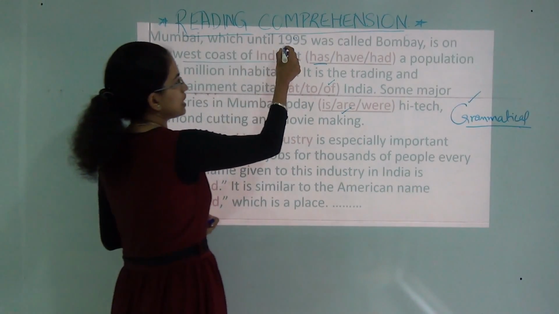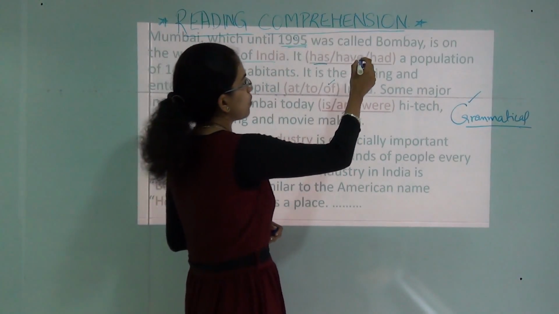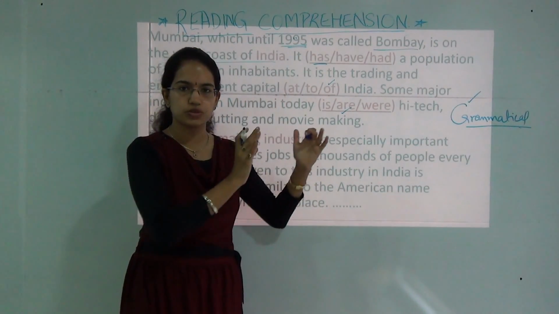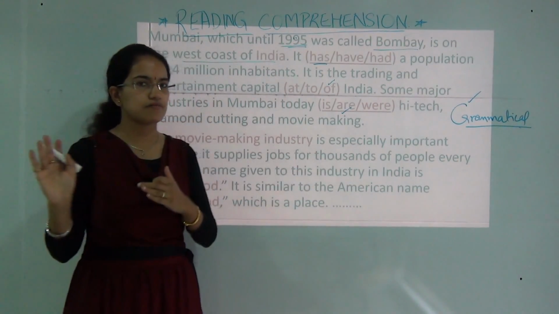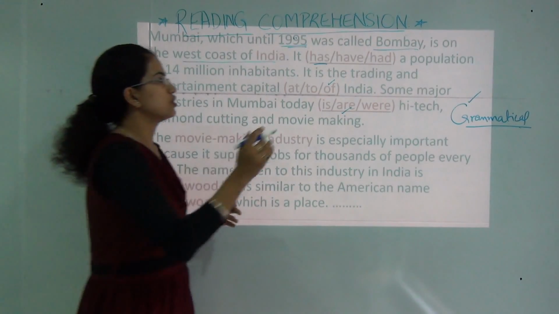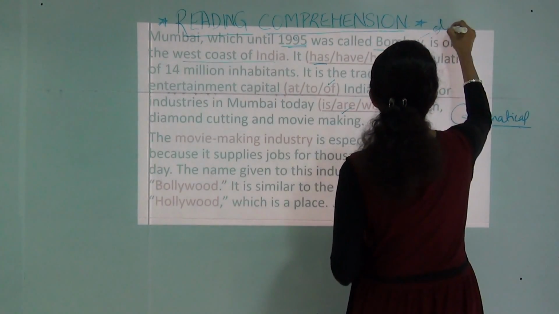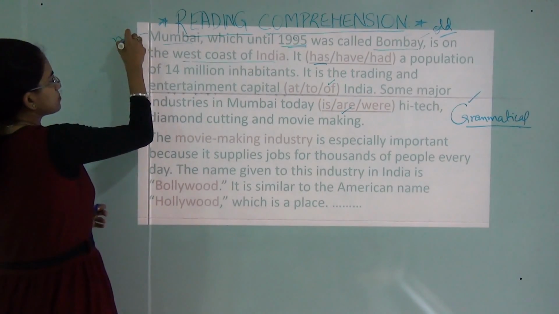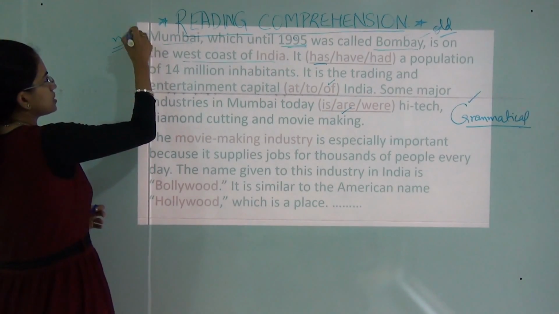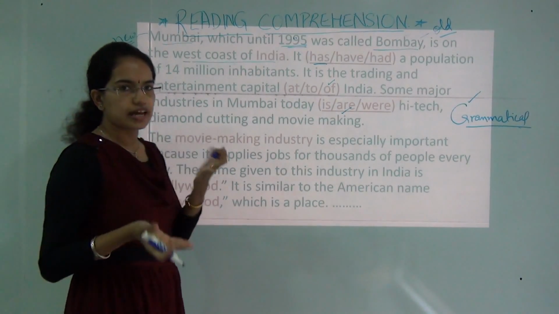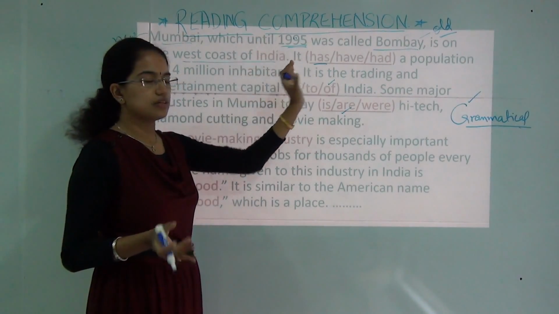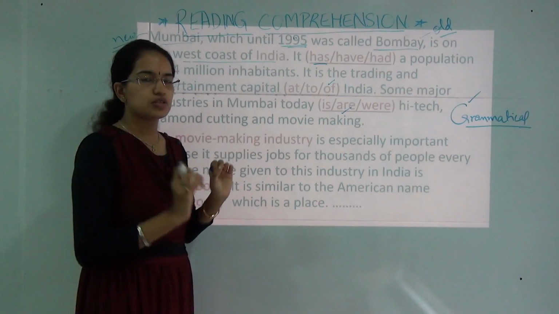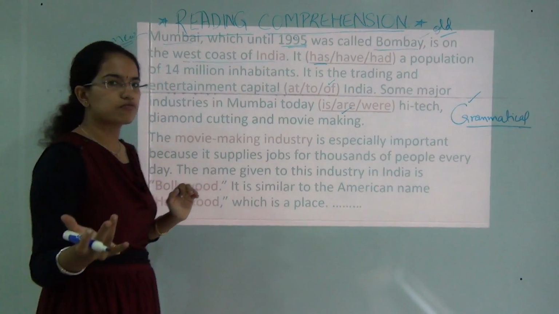Mumbai was called Bombay until 1995. That means till 1995 it was known as Bombay, and after 1995 it is known as Mumbai. So the old name would be Bombay and the new name would be Mumbai. This is something we are trying to derive from the information that is given. It is not exactly word for word what is asked in the question.